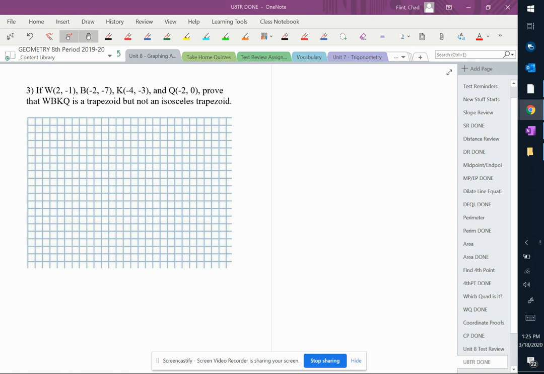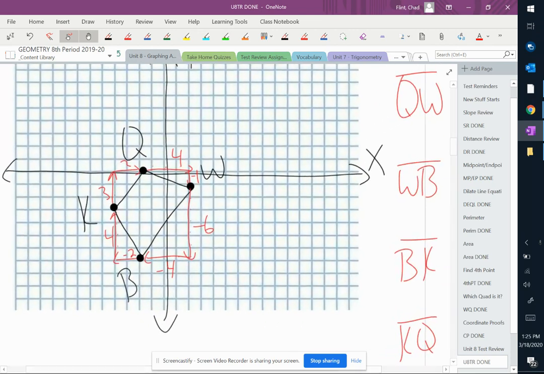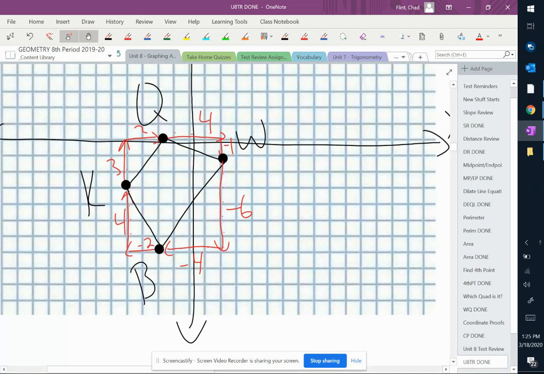So this wants us to prove that this thing is a trapezoid, but not an isosceles trapezoid. So we need a picture, slopes, and distances for each side. So pause this, take a second, or more than a second, take a couple minutes and draw a good picture and get the slope and distance of each side.